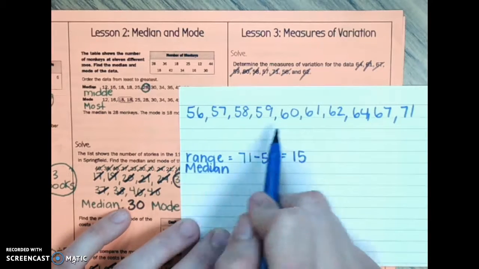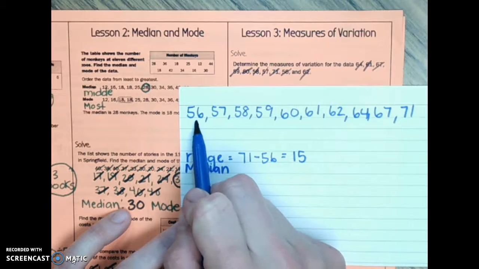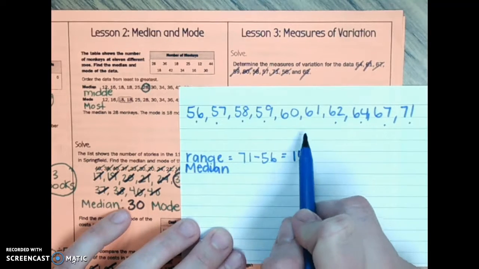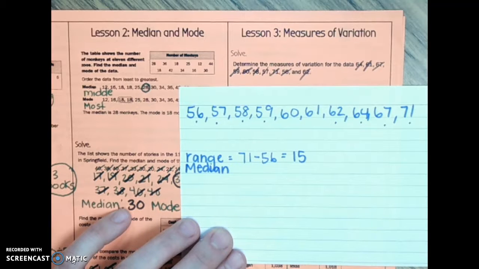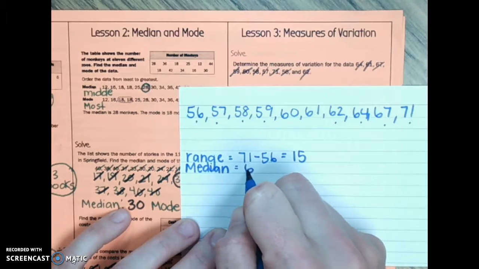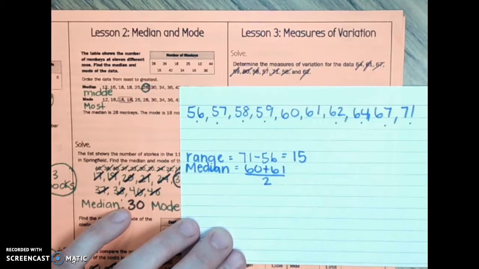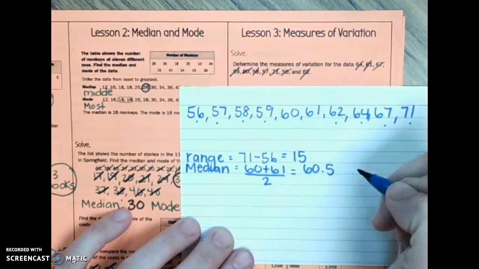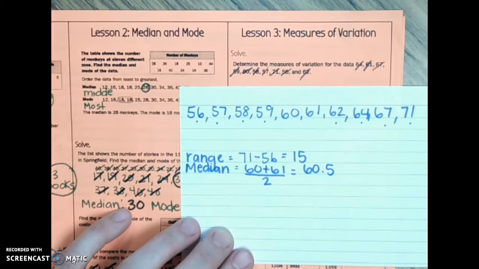So instead of crossing them out, I'm just going to put dots beneath them so I can still read them. So 2, 2, 2, 2. Then we're between 60 and 61. So we have to add them both together, and then we're going to divide by 2. So 60 plus 61 divided by 2. And we get 60.5 as our median.